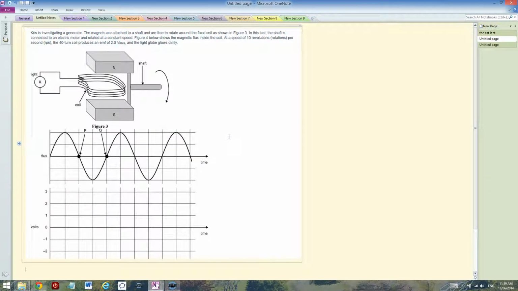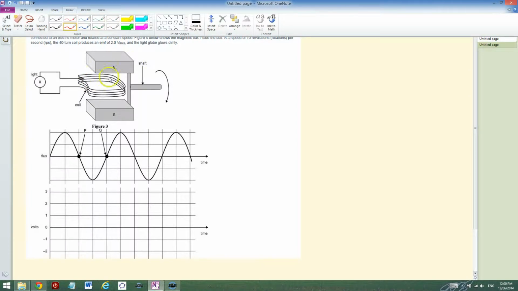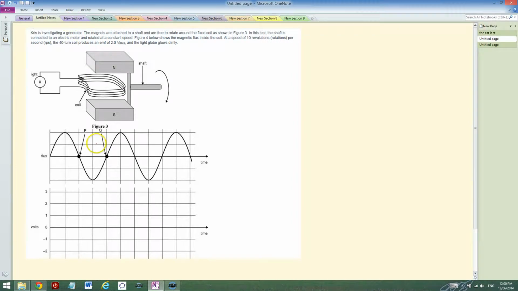Okay, now let's do some examples. Question 1. What's happening is we have a coil in an AC alternator. Okay, that's what's happened there. And now, if you have a look, we have the flux over time graph, and they ask me to find the voltage and time graph.